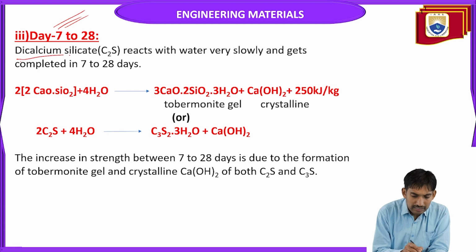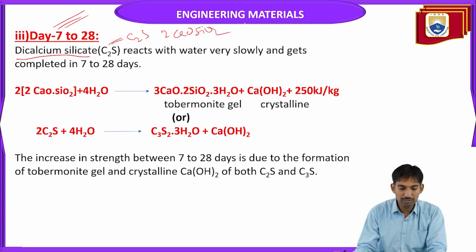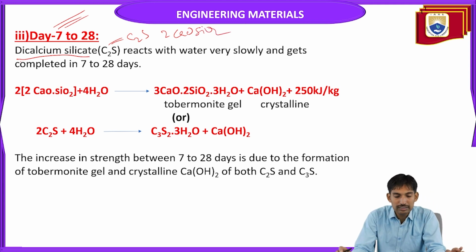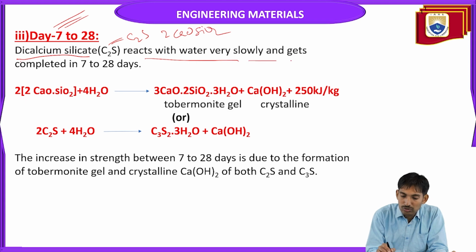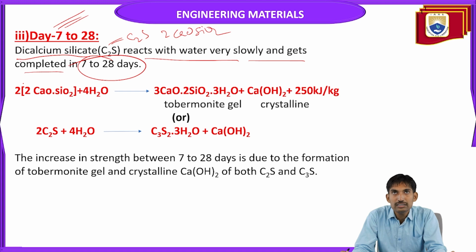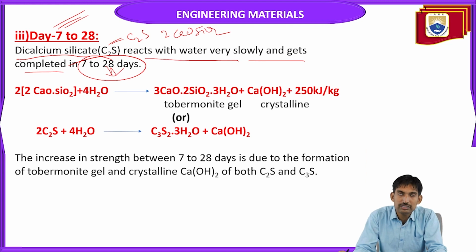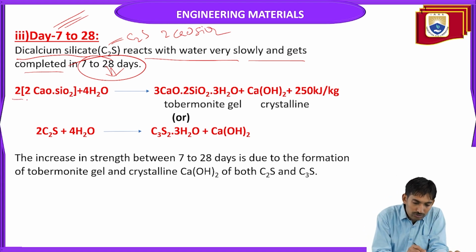Dicalcium silicate, nothing but C2S, is 2CaO.SiO2. This is the formula for C2S, or dicalcium silicate. It reacts with water very slowly and the reaction gets completed in 7 to 28 days. The reaction of C2S and water takes 7 to 28 days. It is a very slow reaction.